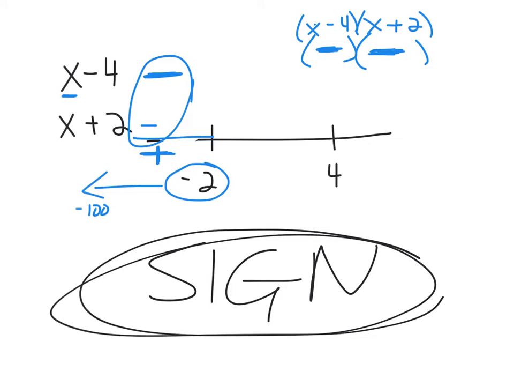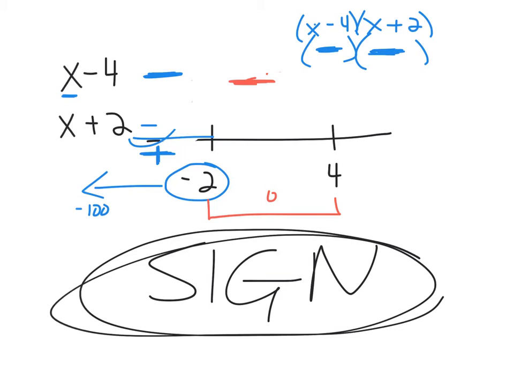Now I'm going to move to a number in between -2 and 4. If 0 is between my two numbers, I love choosing 0 because it requires less brain power. So I'm going to plug in 0. So 0 minus 4 would give me a negative number. I don't care that it's -4. All that I care about is that it was negative.